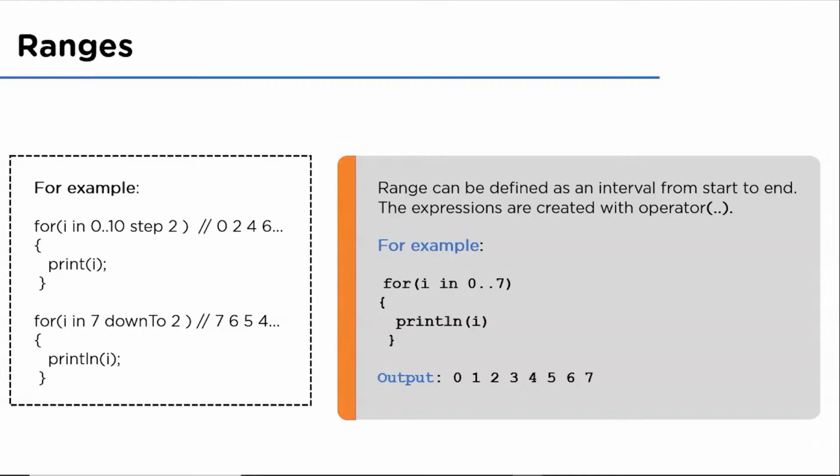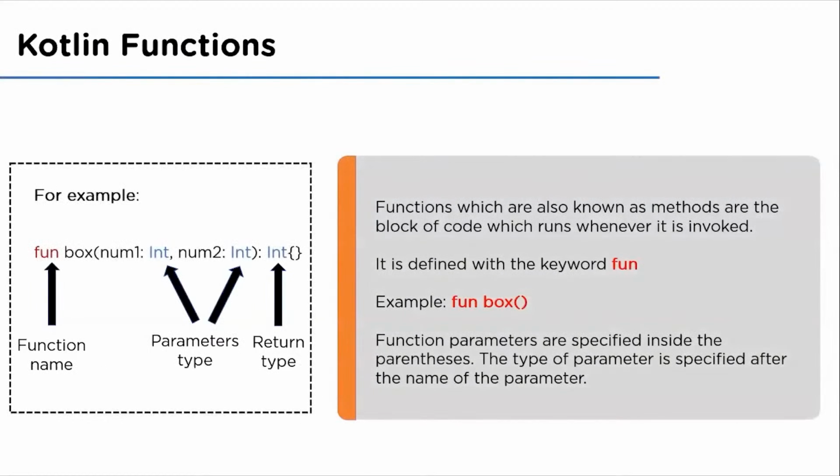Now, let's move on to the next topic, which is Kotlin functions. Functions are also known as methods. They are the block of code which runs whenever it is invoked. In Kotlin language, functions are defined with the fun keyword. After that, the name of the function and parentheses are written. If the parentheses are empty, it means function doesn't accept any arguments. In function with parameters, the parameters are specified inside the parentheses. The type of parameter is specified after the name of the parameter.